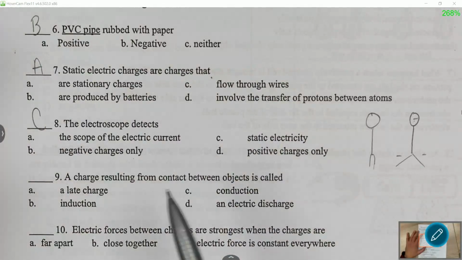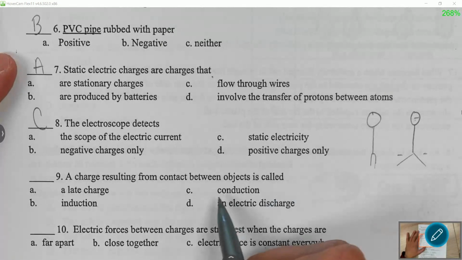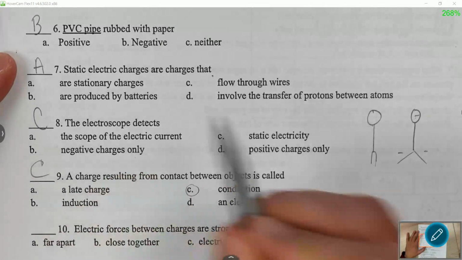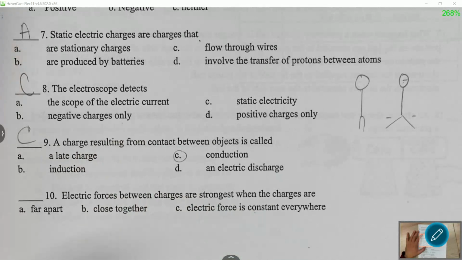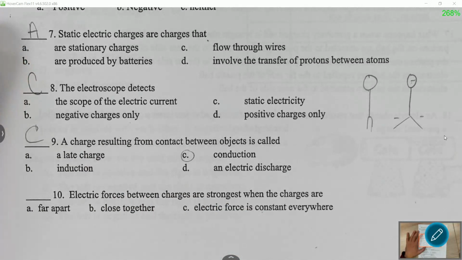All right, what kind of charging results from direct contact between two objects? Contact, think conduction. Very good.